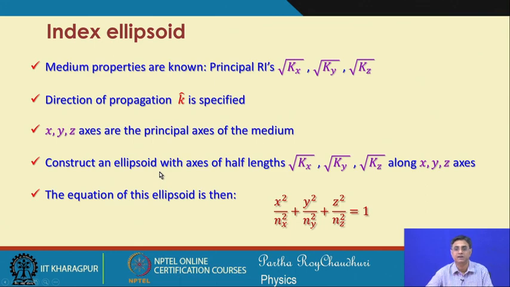Then we will use this in the equation of the ellipsoid. So, all that we have to do is, within the medium we have specified the eigen axis, which is the axis of our reference, that is x, y, z. These are the principal axis of the medium. Then about that principal axis we construct an ellipsoid whose half lengths will be equal to epsilon x, epsilon y and epsilon z, square root of that is n x, n y and n z. So, this is all that we would like to do.